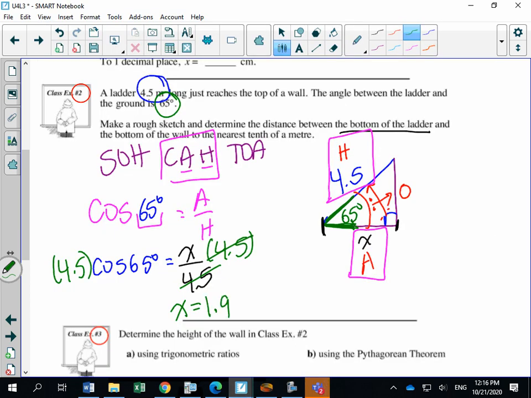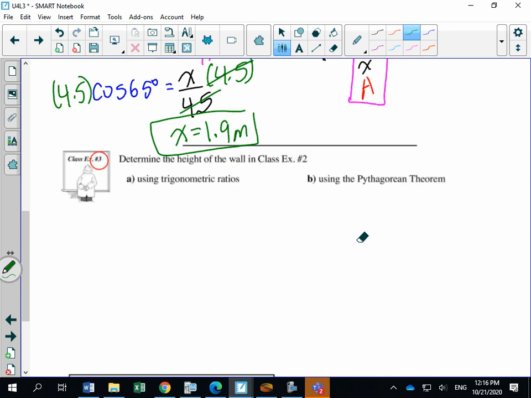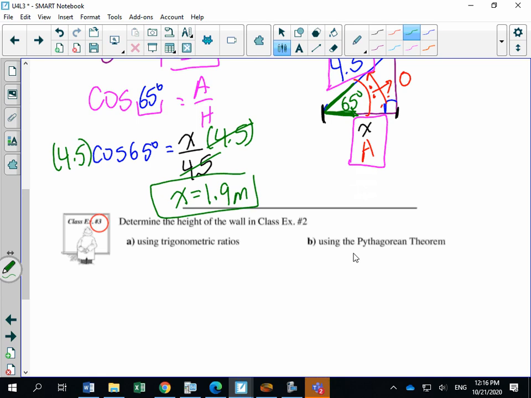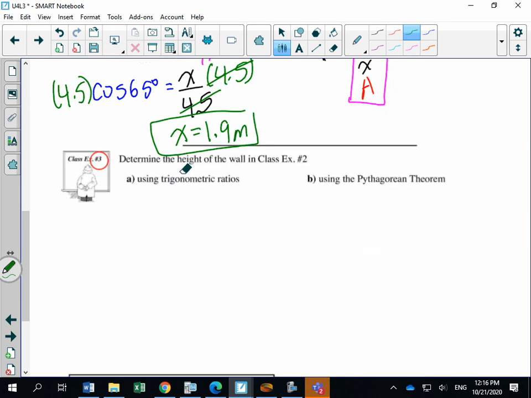What units do you guys want me to write? Meters. So the distance from the bottom of the ladder to the bottom of the wall is 1.9 meters. Okay, now we're going to do, I forget who asked this, Piper asked this one. Now we're going to determine the height of the wall.